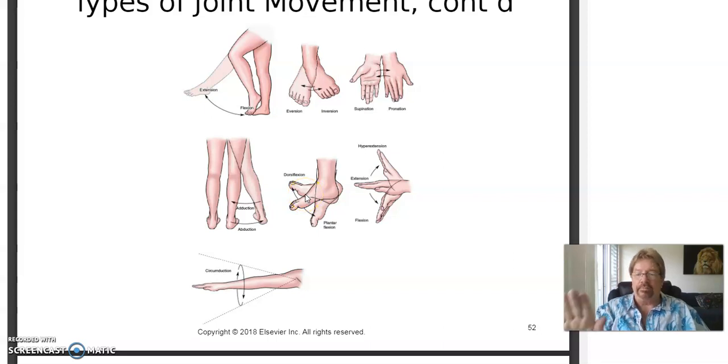Dorsiflexion is pulling the foot up. Plantar flexion is pointing it down. Remember, the plantar surface is the sole of the foot. Supination, pronation, inversion. There's a lot of flexion and extension: the neck, the low back, and all. This also shows the knee joint, but also the hip and all.